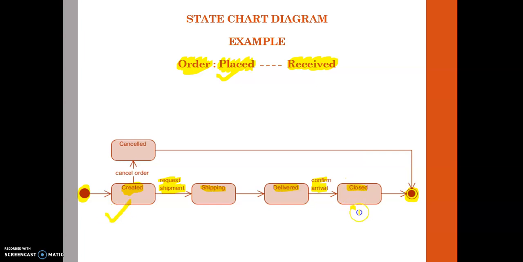Created, placed, and received. In between we have substates. Suppose I place the order and immediately I want to cancel. I don't want the product. So simply I can cancel the order and I can reach the final state. Similarly, I got the order, I received the product, and final state. So it's a very simple diagram to draw, where you need only three things: the rectangle where you can mention the states, and the arrow which shows the transition.